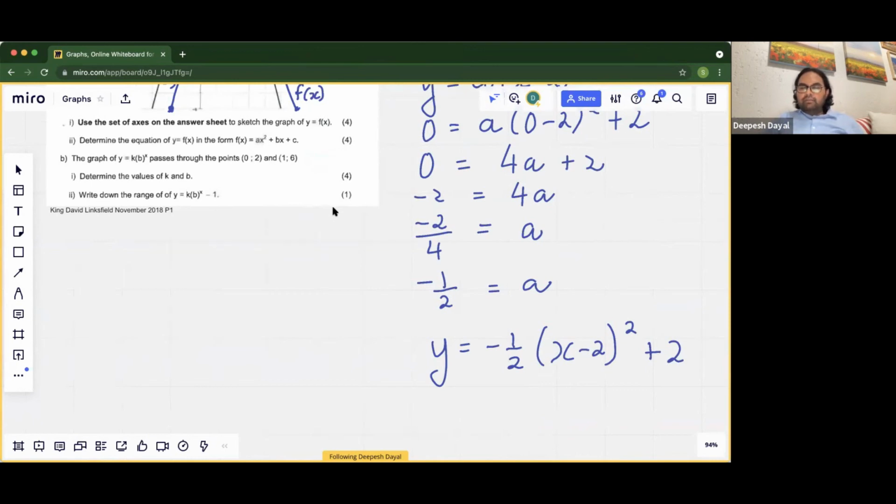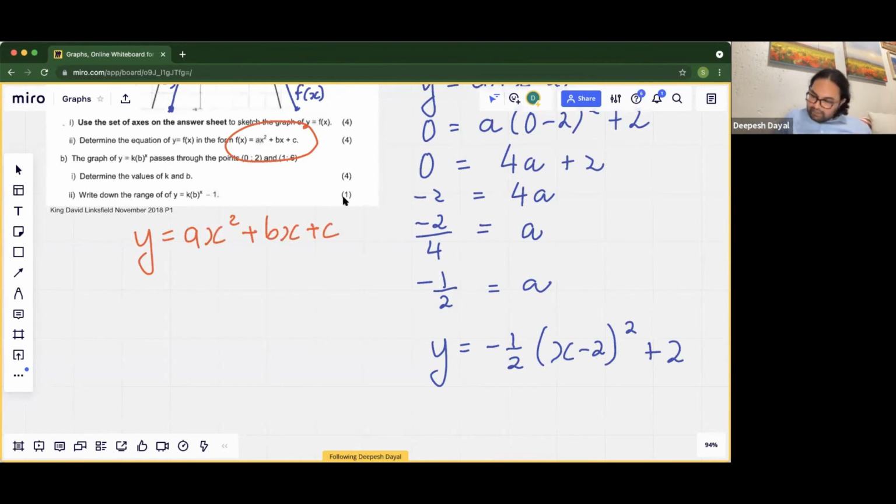Are you all following? Can you just show me a thumbs up if you're following so far. Yes, okay, thank you. Where's the rest of you? Okay, you are following. Thank you for that. But remember, look at the question. What is the question saying? It says it wants it in the form y = ax² + bx + c.